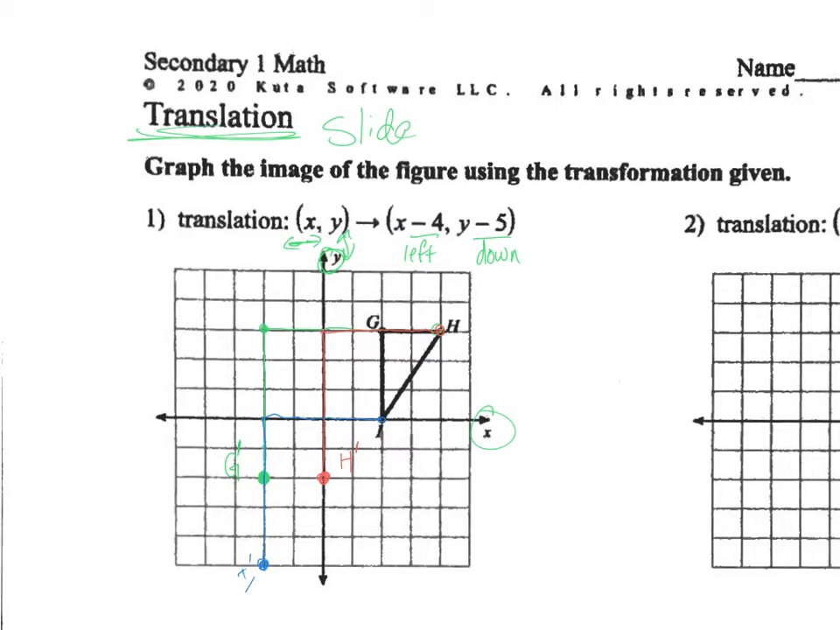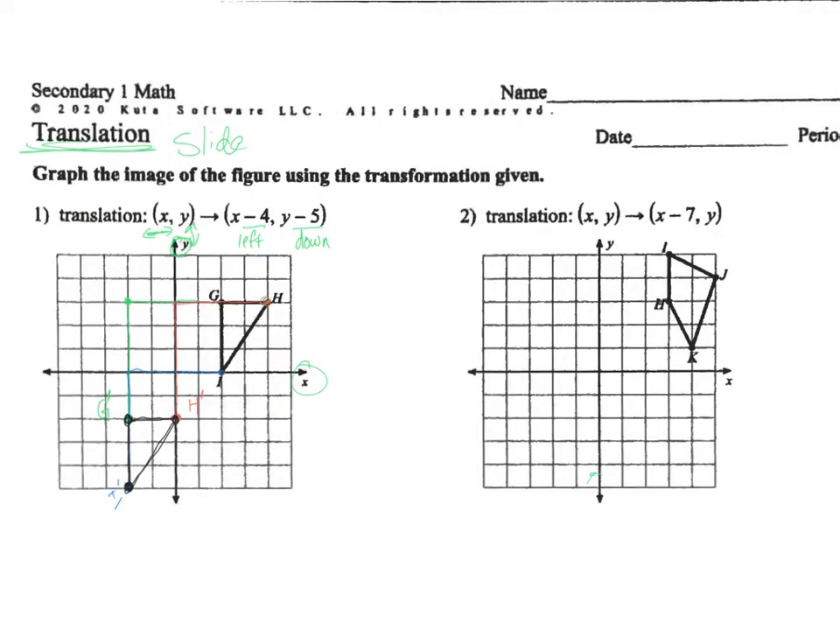So we can draw in our new triangle. This is our new image, and we have our new location for our points labeled with primes to show that it's a new image. We can connect that, and there's our new image. So that's our first translation. Let's take a look at a couple more.